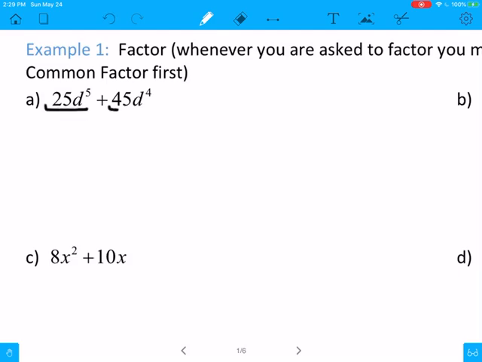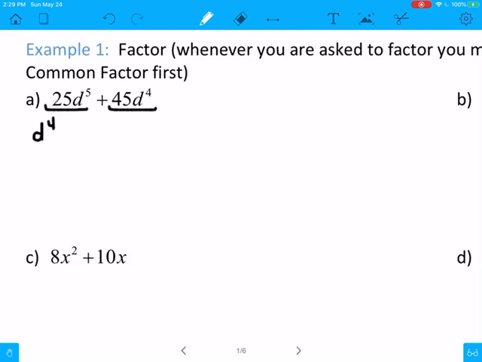And this one is 45D4. What's the largest? So this one has 5 Ds, that one is 4 Ds. So the largest amount of Ds I can take out is 4 of them. I can't take 5 out because 45D4 only has 4. So I know I can take a D4 out. So I'm going to put that.